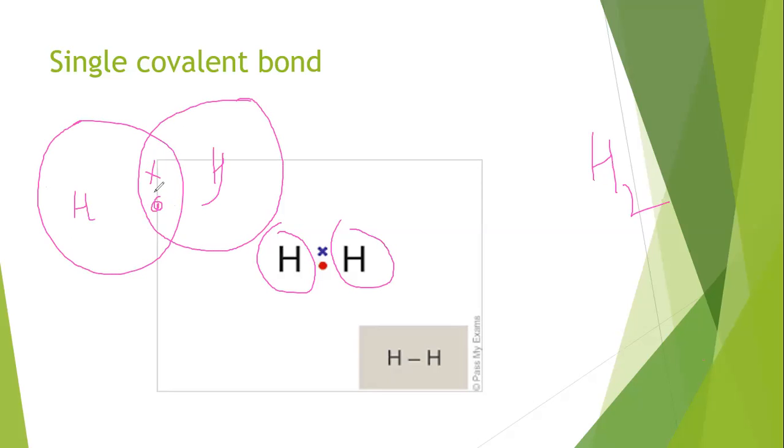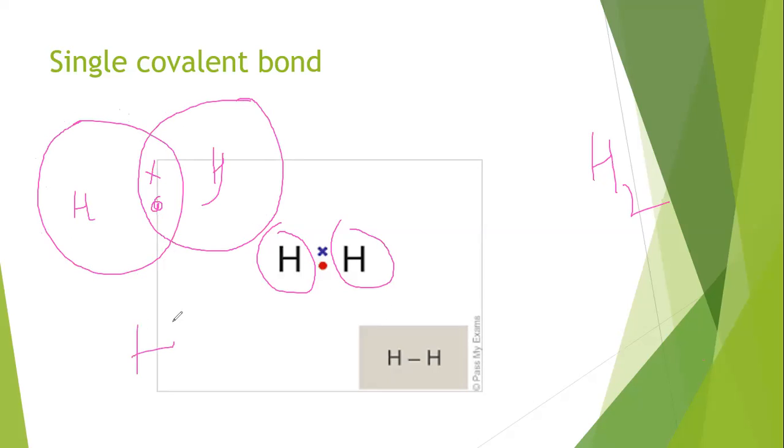They share their electrons. This pair of electrons moves for some time around the nucleus of this hydrogen atom, and the electron pair also moves around the other hydrogen atom's nucleus for some time. In this way, they share the bond pair and make a single covalent bond.